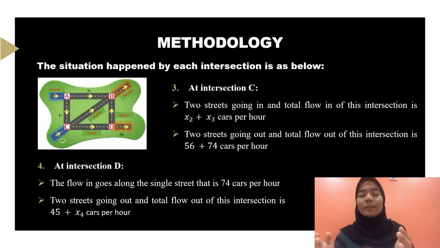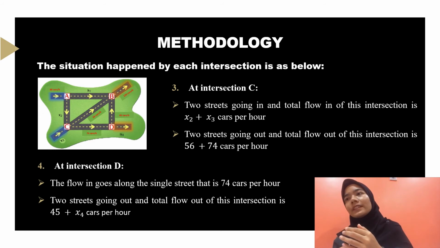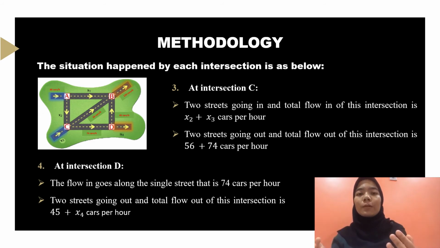In the meantime, there are also two streets going out, and the total flow out of this intersection is 56 plus 74 cars per hour. Lastly, at intersection D, the flow in goes along the single street, which is 74 cars per hour. At the same time, there are two streets going out, and the total flow out of this intersection is 45 plus X4 cars per hour.